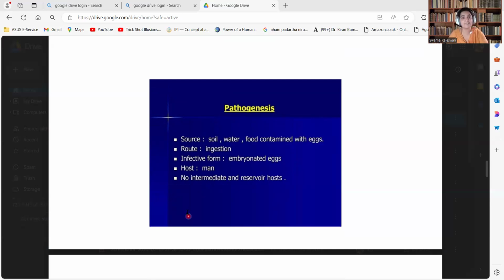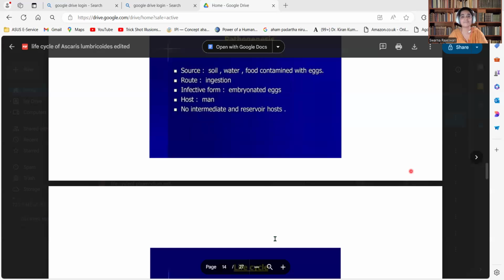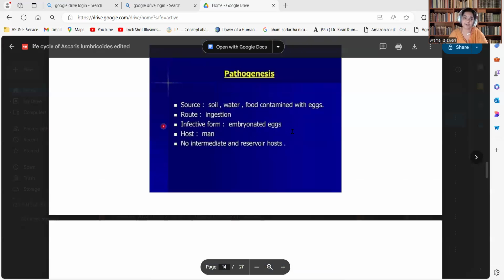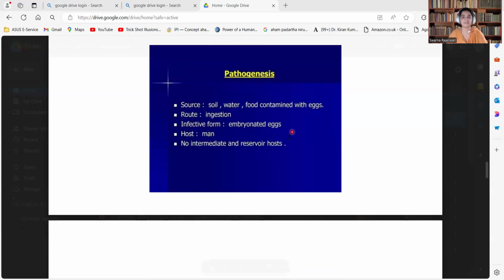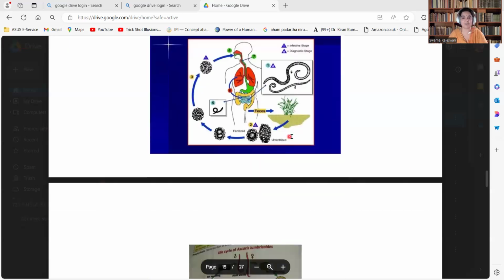Mainly the source of infection is due to the contaminated food, contaminated water, when they are contaminated with these eggs of the Ascaris lumbricoides. And the infective forms of these eggs are embryonated eggs. So we will study about the life cycle of Ascaris lumbricoides.